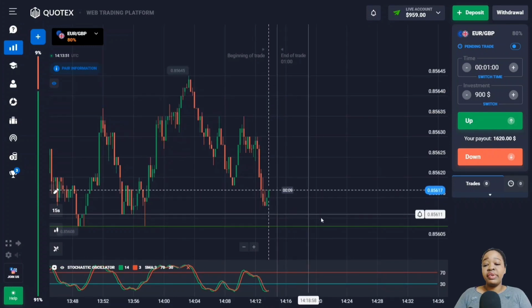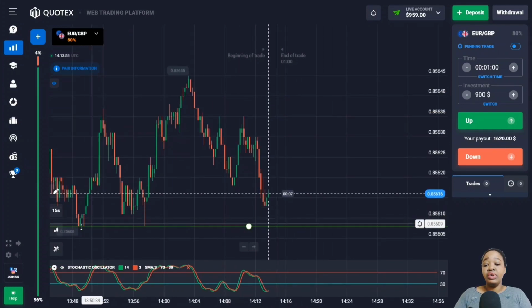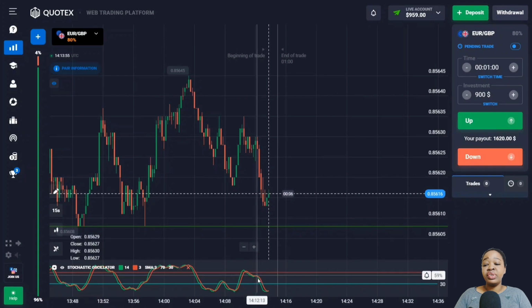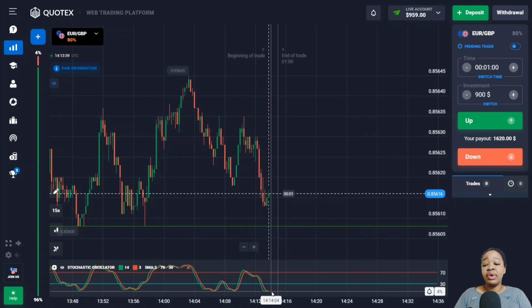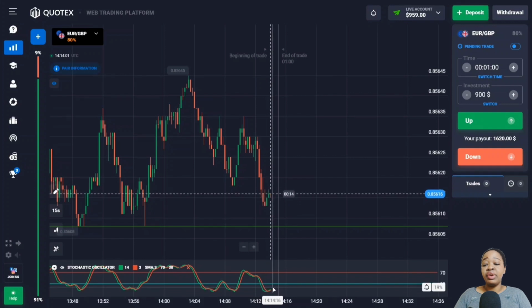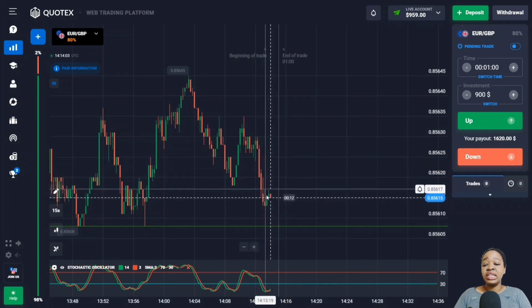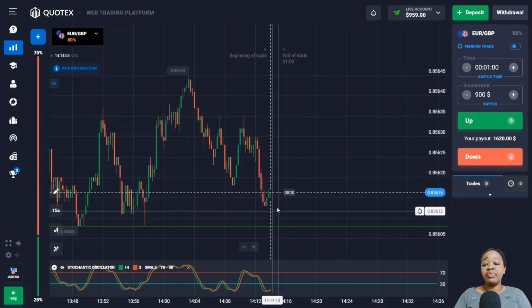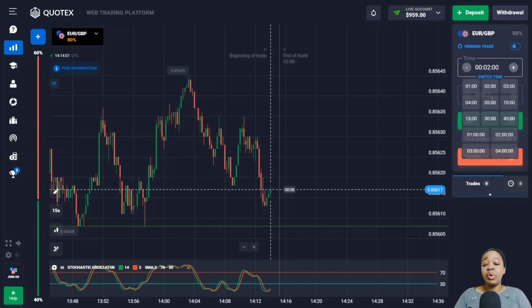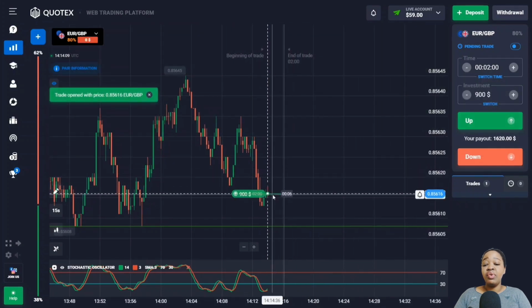So here we have the level of support down here. You can see that at the moment the moving averages are in the oversold zone. At the same time, they begin to turn around and approach the horizontal line from bottom to top. I can see that the price has not yet reached the support level. So in this case, I'm going to open a trade for 2 minutes for a rise.